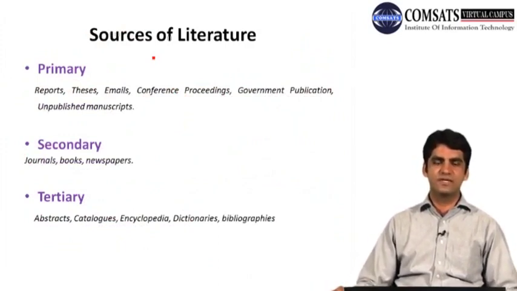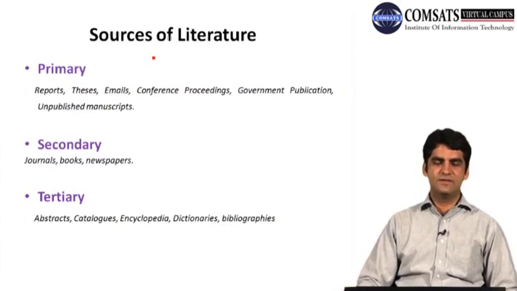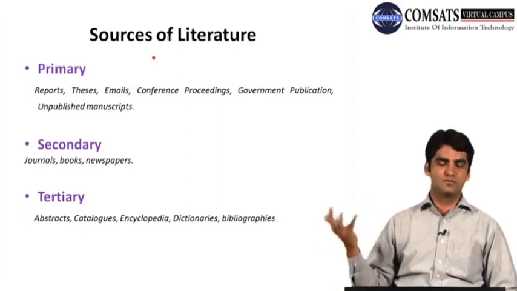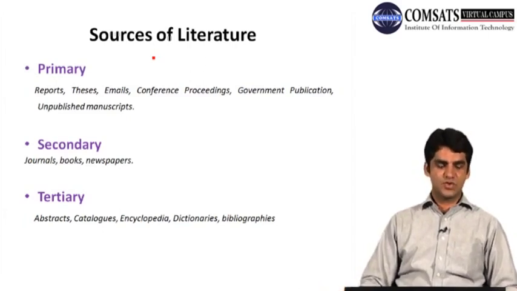Here I just want to give you an idea of, we have 3 sources of literature: primary, secondary, and tertiary. Within primary, we have reports, theses, emails, conference proceedings, government publications, and unpublished manuscripts. While in secondary, we have journals, books, and newspapers. In tertiary, we have abstracts that are published, catalogs that are there in libraries, encyclopedias, dictionaries, and bibliographies.